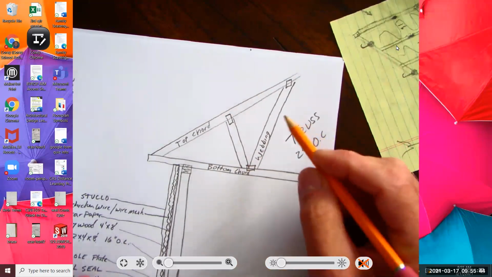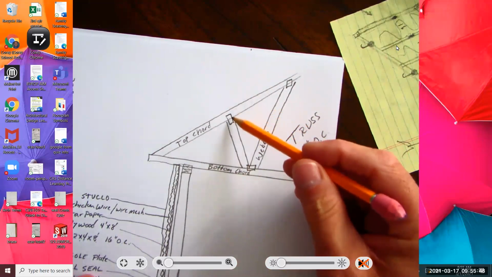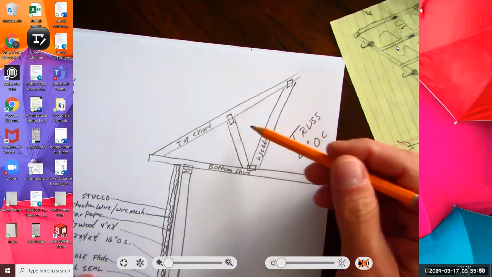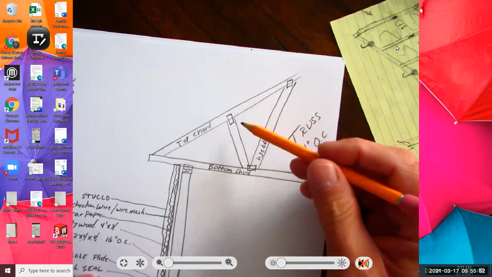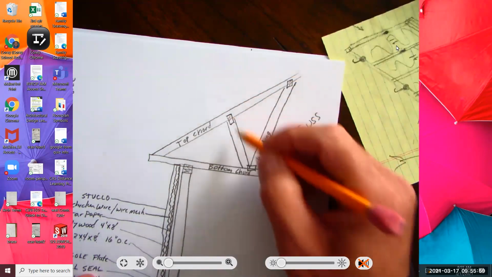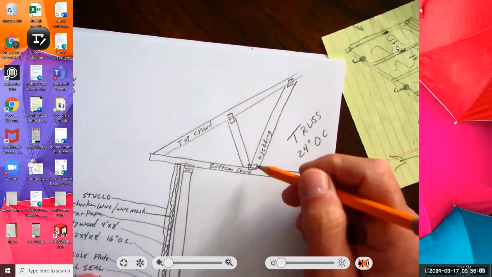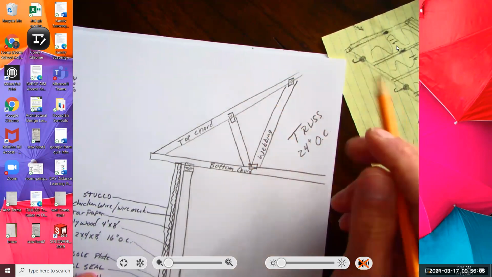A gusset is a piece of sheet metal that has spikes on the back side of it, and in order to keep all these boards together, they can't use nails real effectively, so they use a gusset, and they nail these gussets right to the intersections of where the webbing meets the cords, and that gusset helps keep all these boards together. Okay?